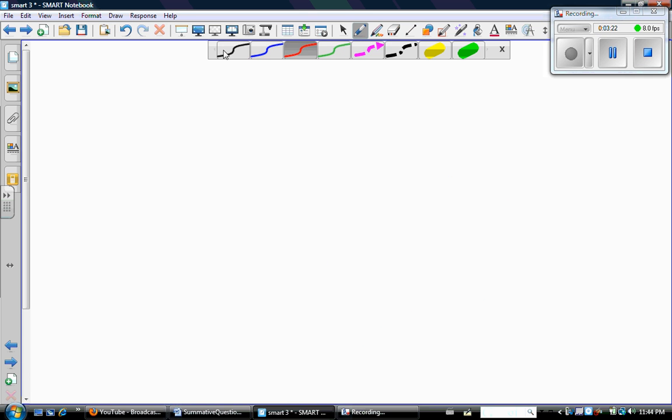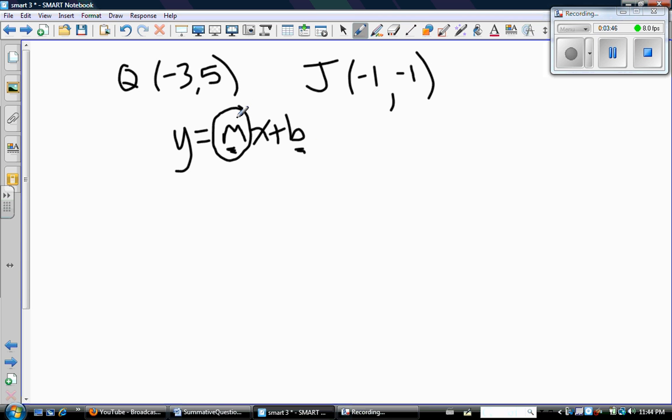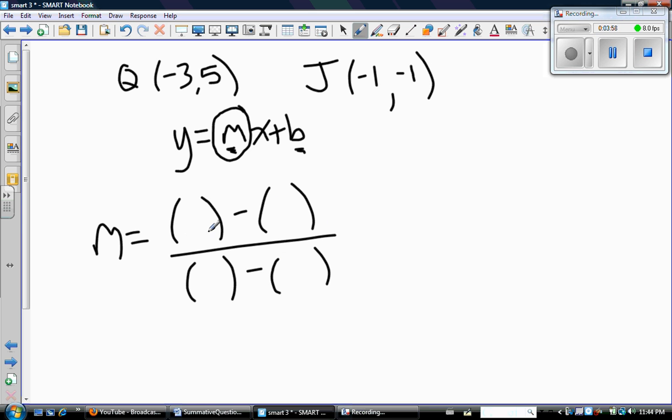So point Q is the point -3, 5, and point J is -1, -1. And we need the line that passes through QJ. So what do we remember about lines? Well, they all start like this, y equals mx plus b, where m is the slope and b is the y-intercept. So every line, the first thing that crosses your mind should be, what is the slope? I don't know, but I can sure find it using the slope formula. So y2 minus y1 over x2 minus x1.